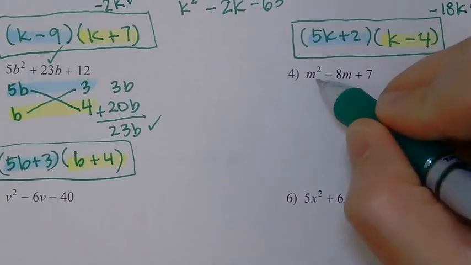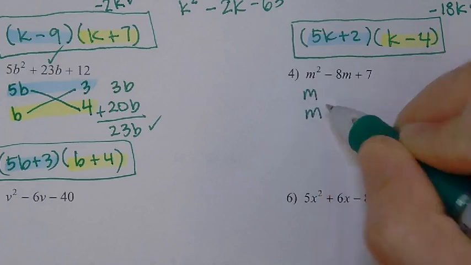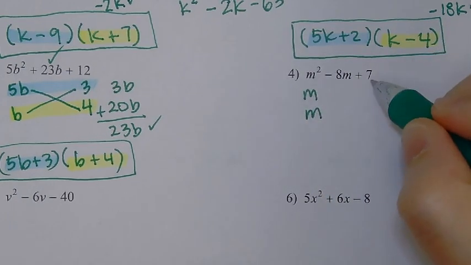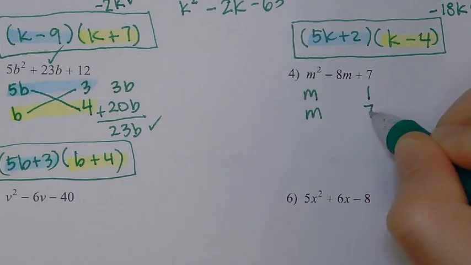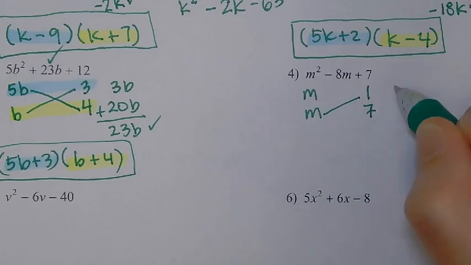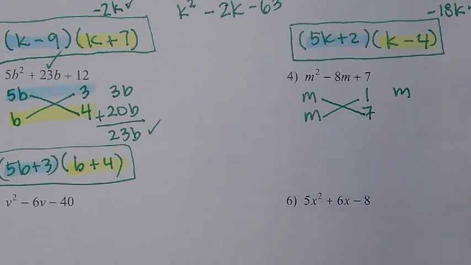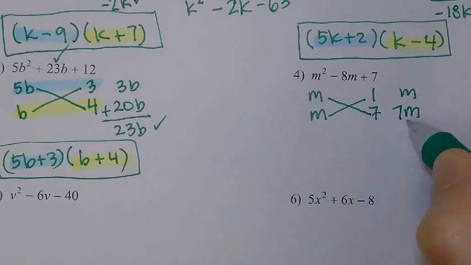All right, so again, m squared. The only way to get m squared is m times m. And then we're going to think of, well, what multiplies to 7? There's only one possibility because it's a prime number. It's 1 and 7. And so 1 times m is m. If you want to put 1m, you totally can do that. M times 7 is 7m.